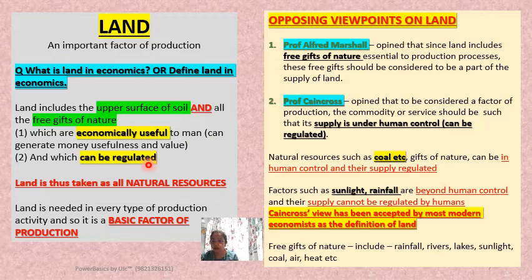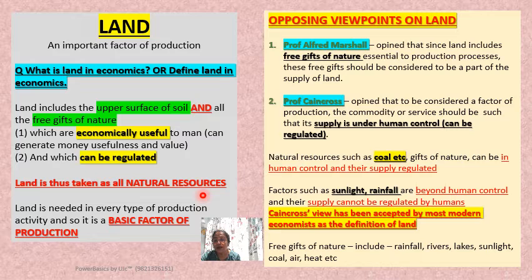What is in our control? The minerals inside the earth, like the coal, the iron, the silver, the gold, the petroleum. They are in our control. We can decide how much to excavate and how much not to excavate. So, it is important to understand free gifts of nature that are economically useful. Do you get money in return for sunlight or in return for rainfall? No. But you get money in return for coal, petroleum, and which can be regulated. That means supply can be controlled. Land is thus taken as all natural resources.